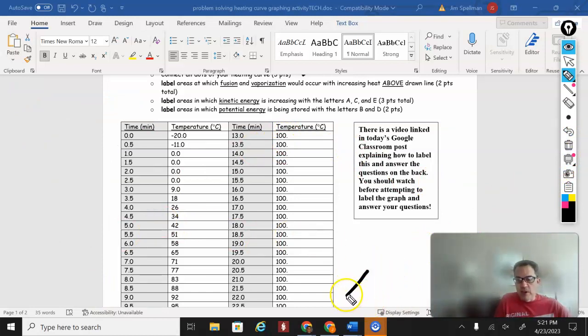So as it goes up again, I've got solid ice. It's getting warmer and warmer. It's still ice. When it starts here, that ice is melting. So you've got a combination of ice and water. Once all the ice has melted and you've got water, then the temperature will start increasing again. And it will do that until the water reaches the vaporization point.